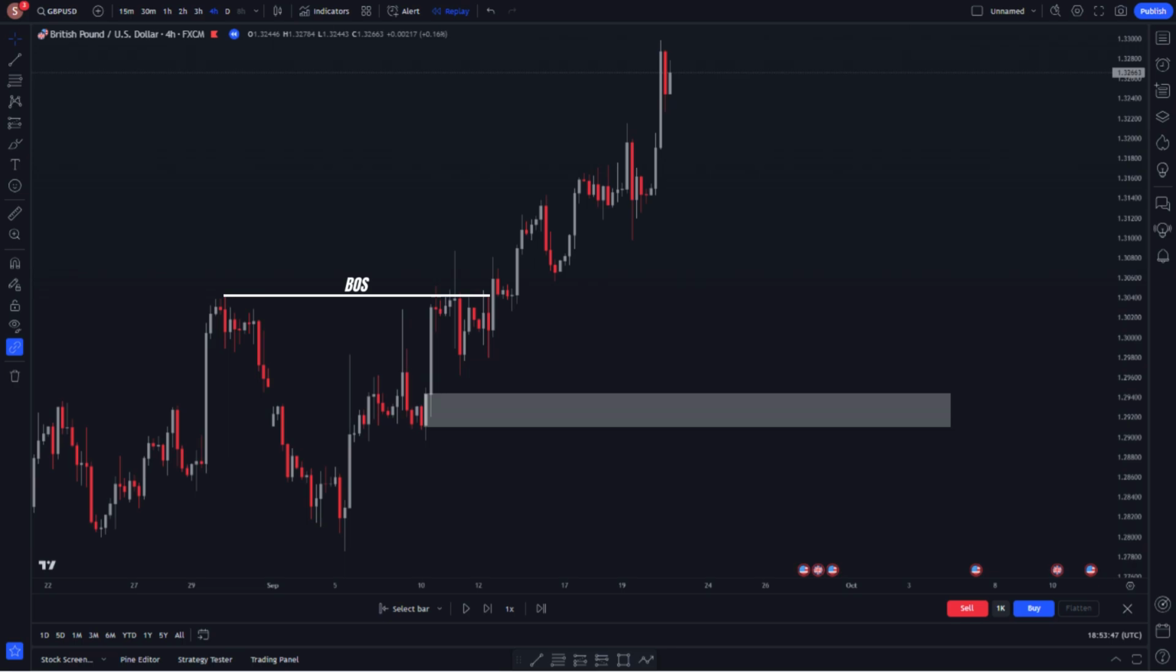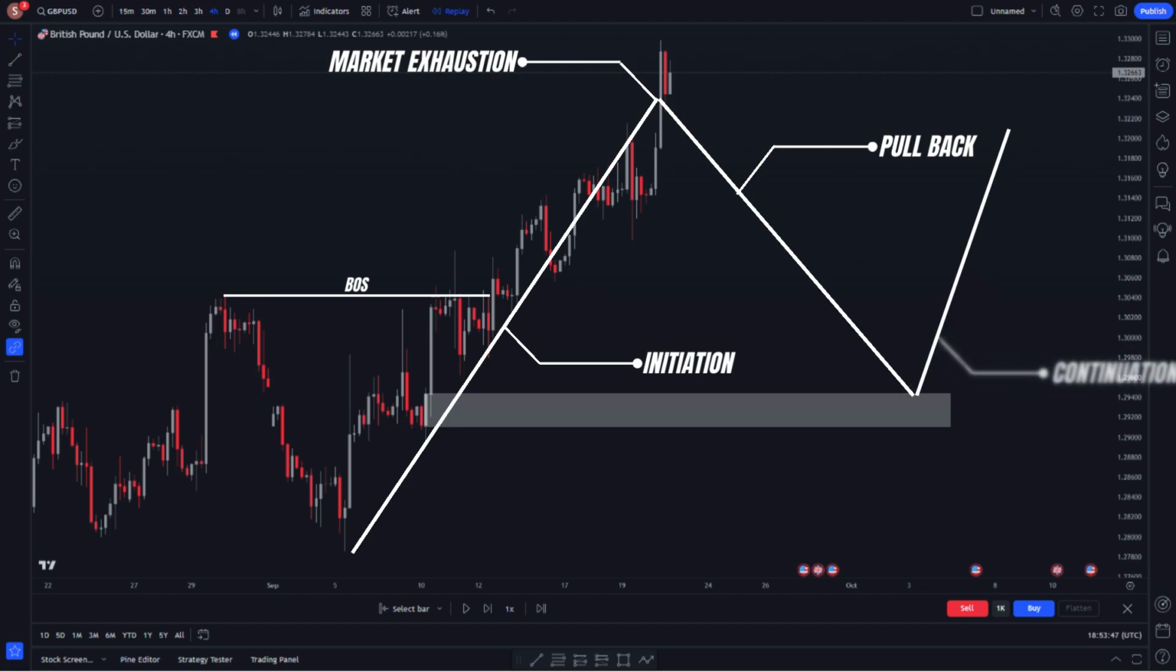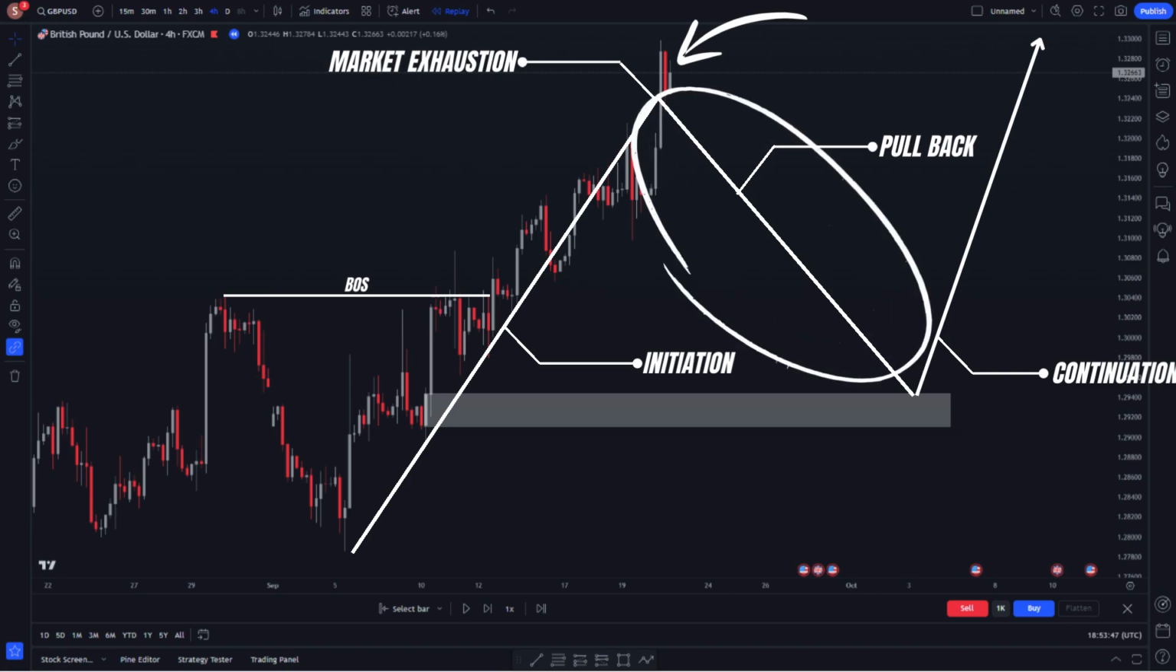Now that we know the three market phases, we understand that this is the initiation phase. The market will keep pushing up until it reaches a point of market exhaustion. Eventually, the market will pull back to fill the gaps it left below and regain its strength to continue pushing to the upside. What we have to do now is accurately pinpoint the point of market exhaustion so we can get selling opportunities in this pullback and then catch the long-term buy position in the continuation phase.